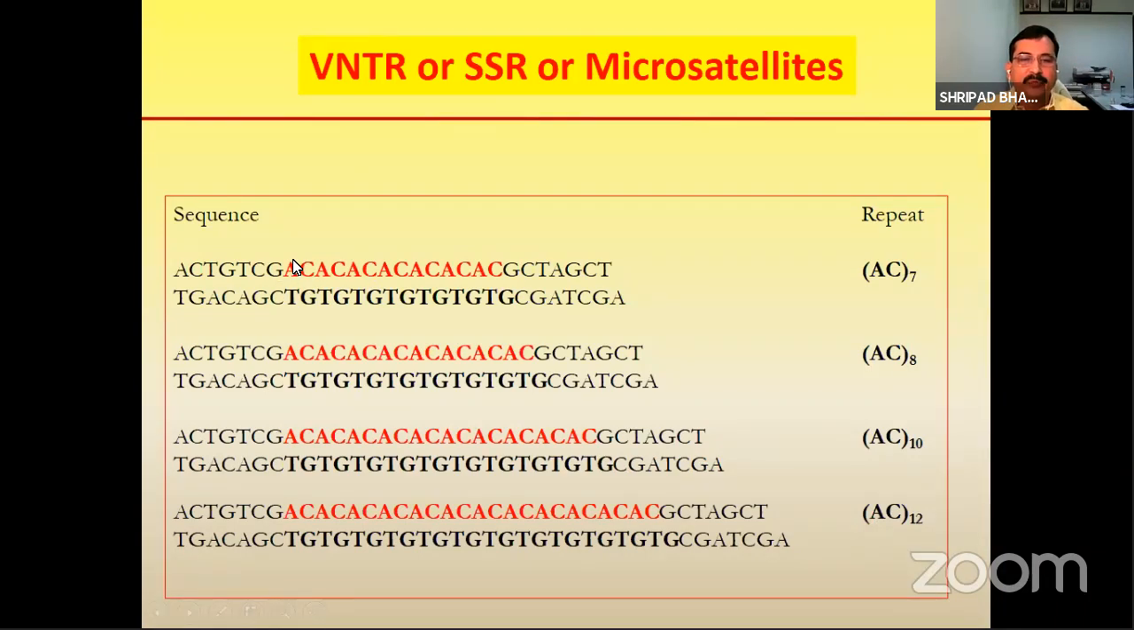Tandem means what? Say, for example, in this case, CA. This CA is repeated several times. In tandem means one after another, CA. Okay, so in the first individual, this has been repeated 7 times. Here it is repeated 8 times, here 10 times, here 12 times. Repetition, as I just showed you in the previous slides.